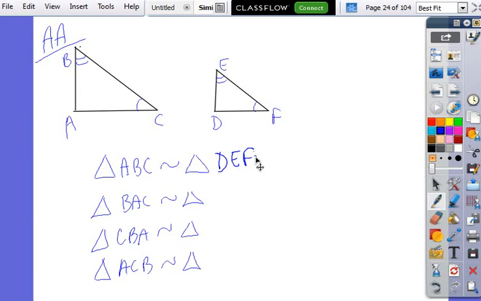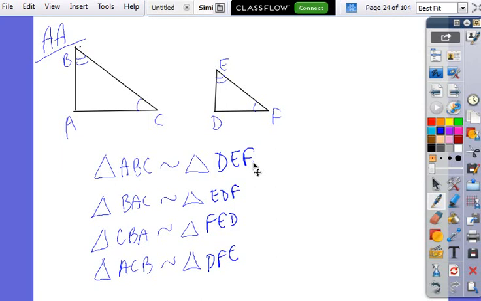All right, for BAC, it would be similar to, for CBA, FD, and then for ACB, DFE. The order is extremely important. For example, if you said ABC and EDF, that's not going to work. The order is important. Make sure you go the way the angles go.